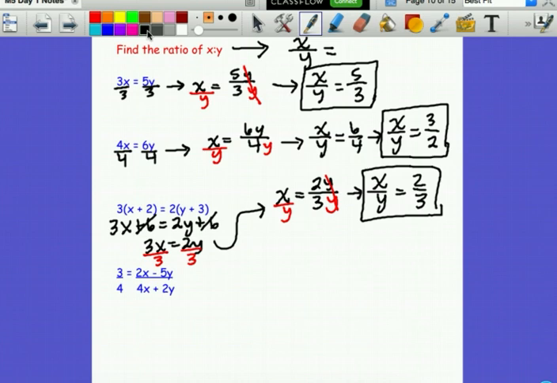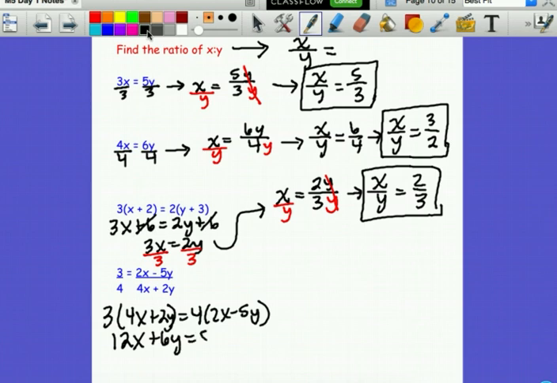Last but not least here, we're going to cross multiply. 3 times 4x plus 2y should equal 4 times 2x minus 5y, and we're going to distribute. 12x plus 6y equals 8x minus 20y. We're going to clean up where we can. 4x equals negative 26y.